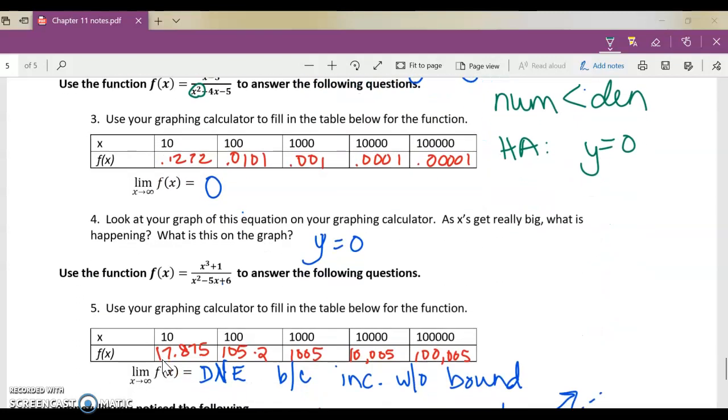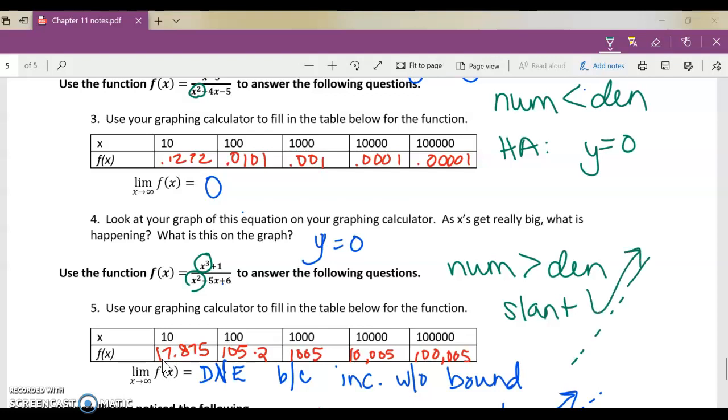And then finally, on our third example, your degree on top is really big and your degree on bottom is smaller. If your numerator degree is greater than your denominator degree, then you have a slant asymptote. That means your function is going up forever. So your limit does not exist. Your function is increasing without bound. You are going up to infinity.